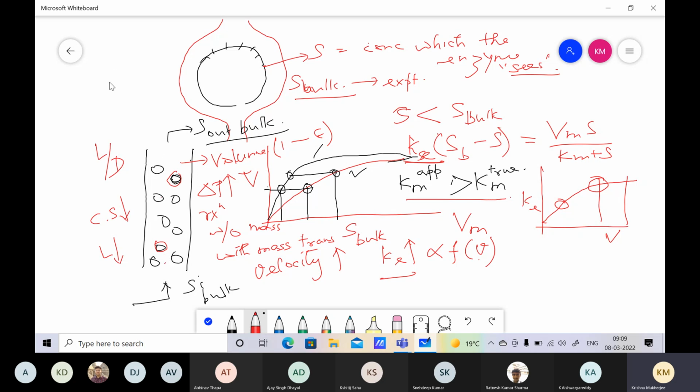and so, interestingly, a column which is a fat, broad column will have lower conversion than a tall, long column with the same volume. Primarily because the volume is the same, everything is the same, but your mass transfer impact is lower because your Ke has become higher, and therefore the Damkohler number has become smaller. And as Damkohler number falls, because Damkohler number is Vmax upon Ke into S0, so Ke is increasing, so Damkohler number goes down, so your conversion efficiency goes up.